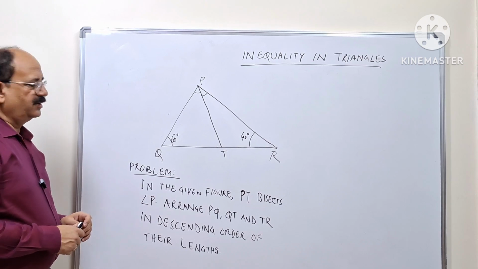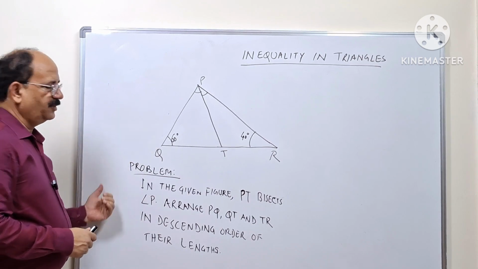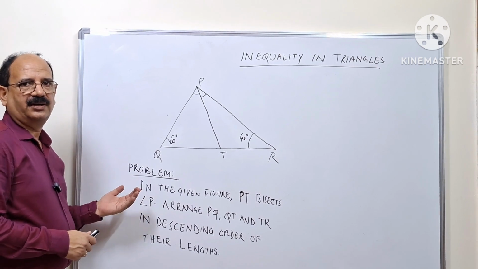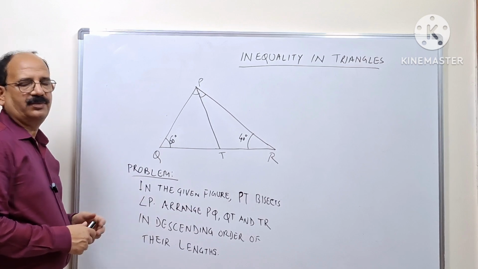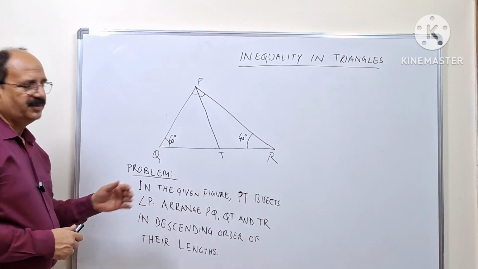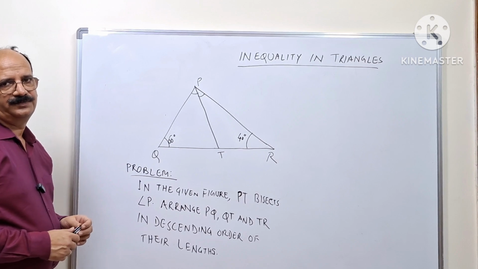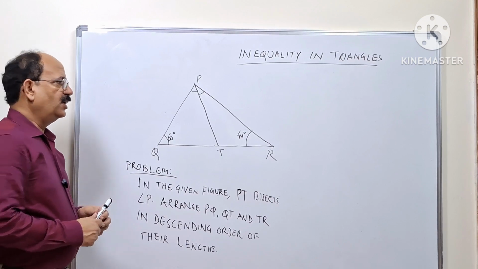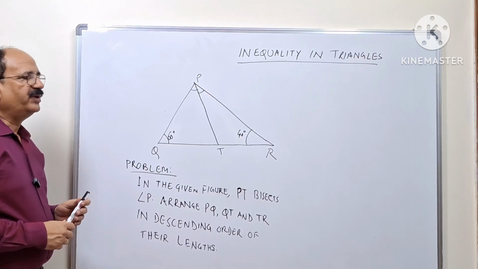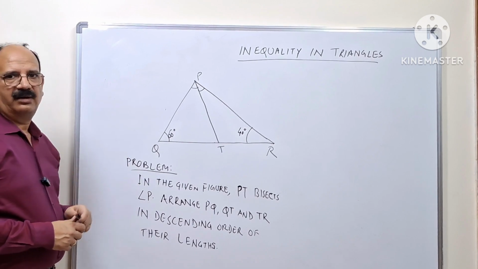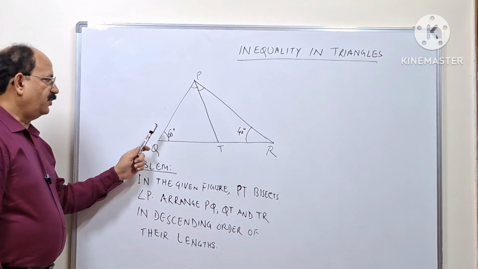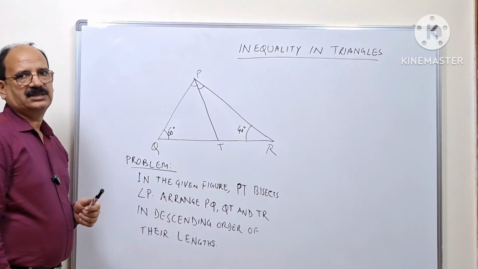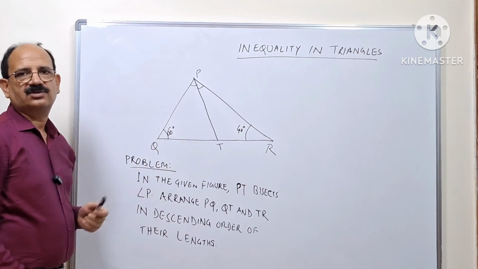Whatever will be the larger will be put first. Next the smaller than that, and the last will be the smallest. That we have to put in the descending order. So let's look at how we solve this problem. Just as a recap, we know that if in a given triangle two angles are equal, then it is an isosceles triangle and corresponding sides are also equal.